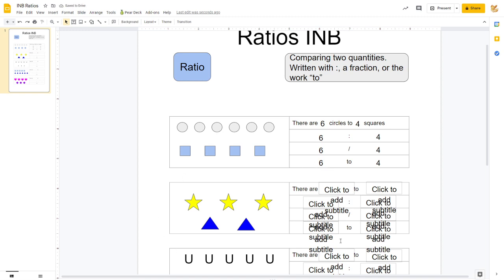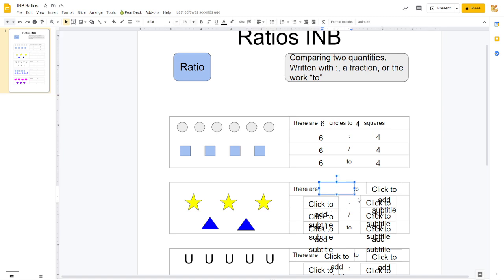Okay, the next one, we're comparing blank to blank. Now this one didn't tell us what to do. So what I'm going to do, I'm going to put 2 triangles. There are 2 triangles. Let me try to get it all in one line. There we go. 2 triangles to 3 stars. Not starts, stars.